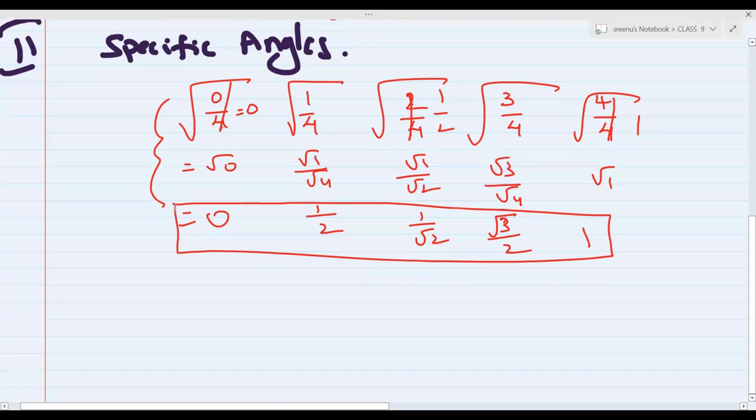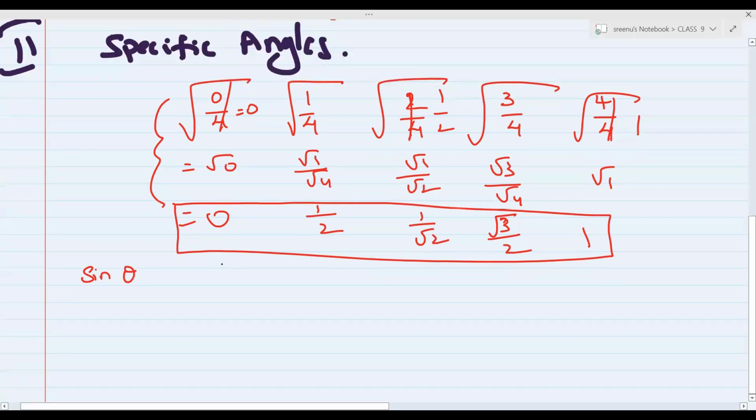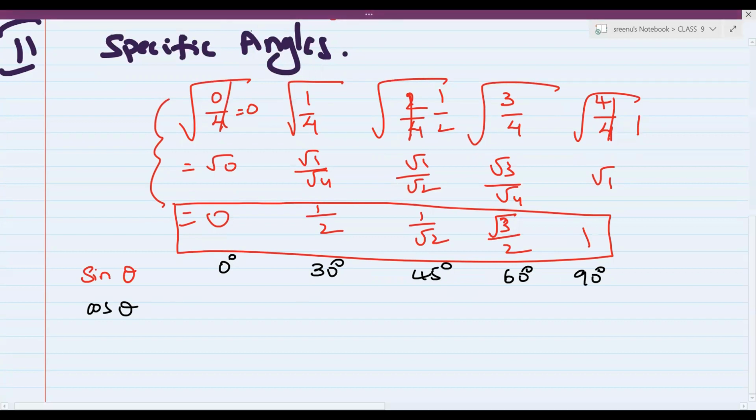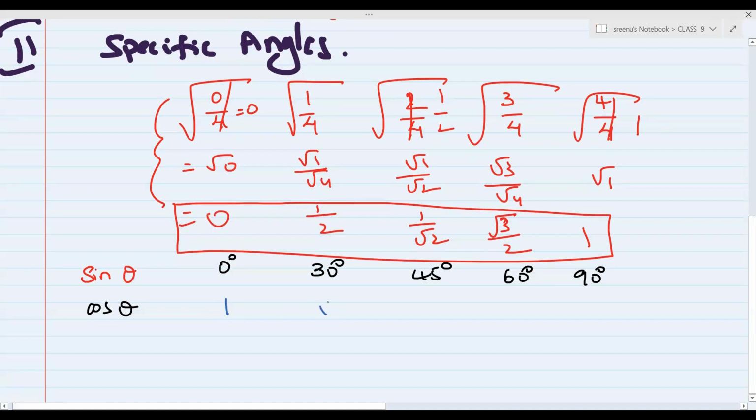Then how to remember now? 0, 1/2, 1 by root 2, root 3 by 2, 1. These are sine of angles: sine 0 degrees, sine 30 degrees, sine 45 degrees, sine 60 degrees, sine 90 degrees. Then cos theta, write in the reverse way. So 1 to 0: first 1, next root 3 by 2, 1 by root 2, 1/2, 0. This is cos.